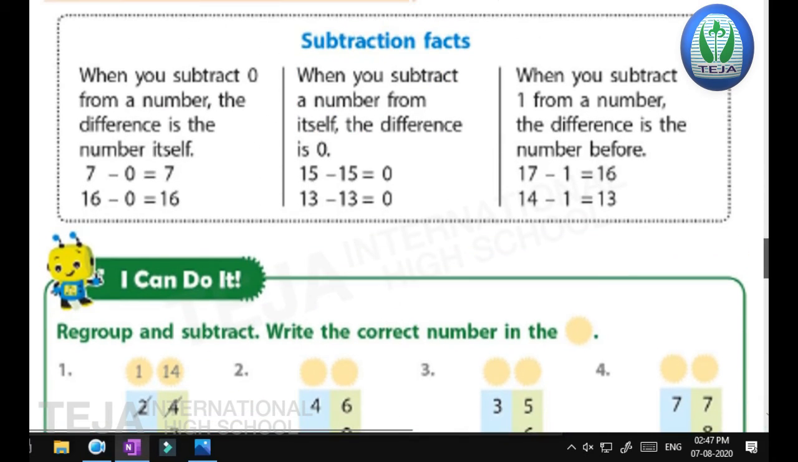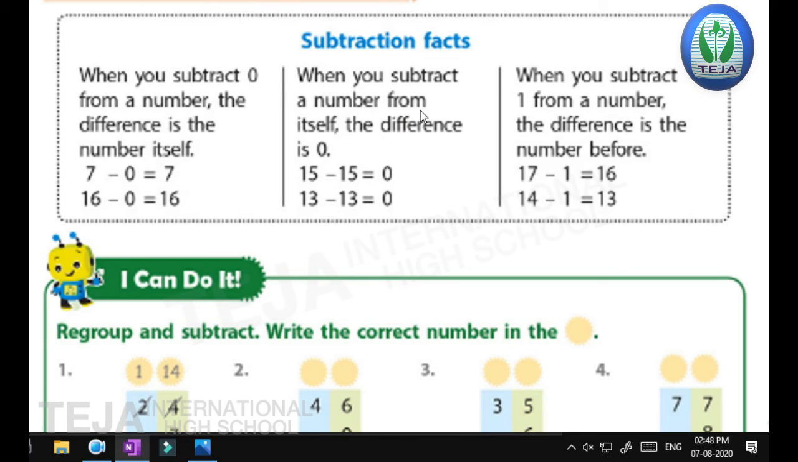Now subtraction facts, children. When you subtract 0 from a number, the difference is the number itself. As in the addition, you learned that if 0 is added to any number, then the answer is the number itself. And in subtraction also the same fact, if 0 is subtracted from any number, then the answer is the number itself. 7 minus 0 is 7. 1 minus 0 is 1, 2 minus 0 is 2. That is, from any number, if we subtract 0, then the answer is the number itself. Okay, that is one of the facts.